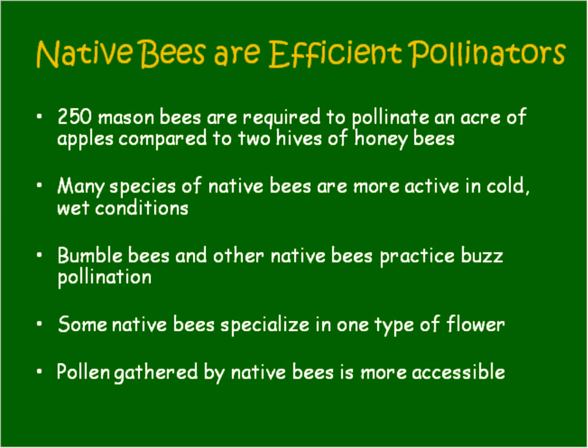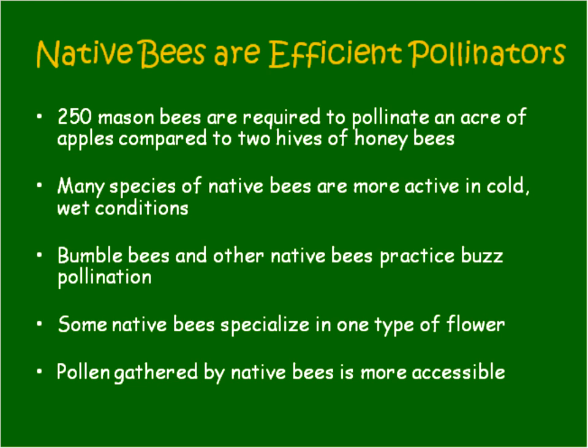So, focusing a little more on why native bees are considered efficient pollinators. There's a number of reasons. For example, if you look at something like apples, only about 250 mason bees would be required to pollinate an acre of apples compared to a couple of hives of honeybees, and that could be anywhere from 30 to 60,000 honeybees or more. And the reasons for this are there's several.